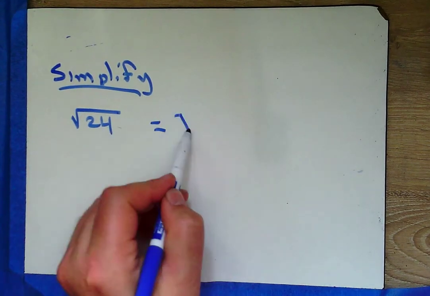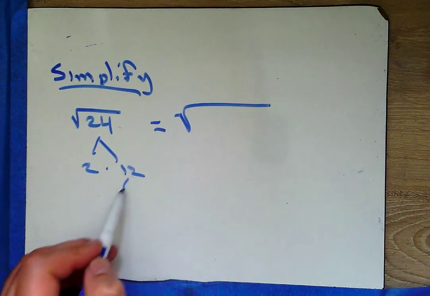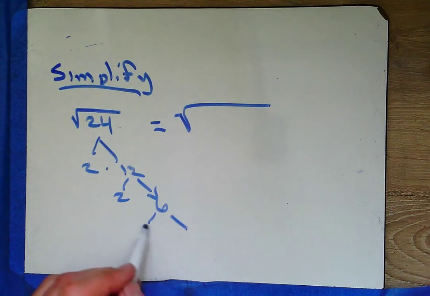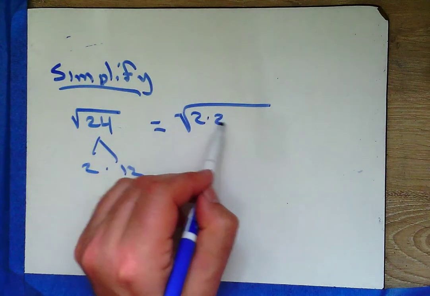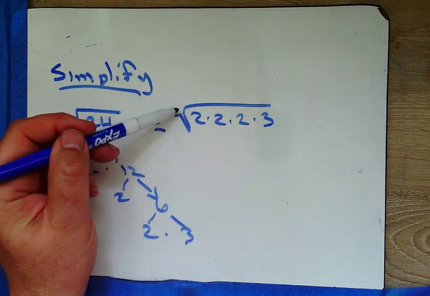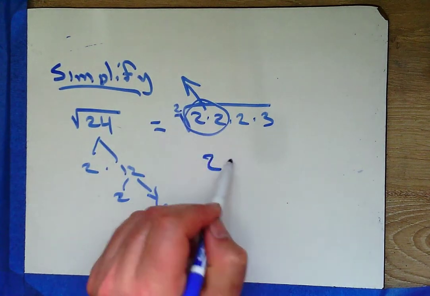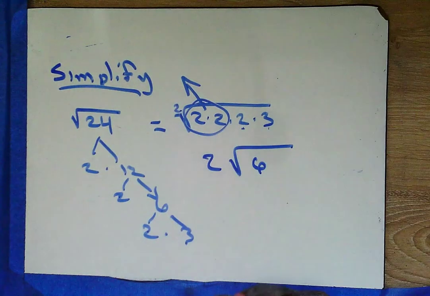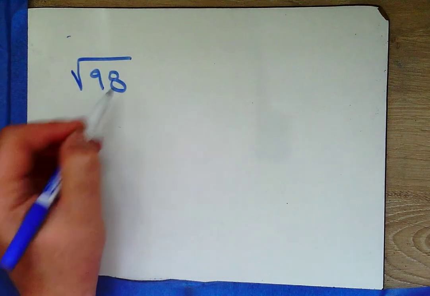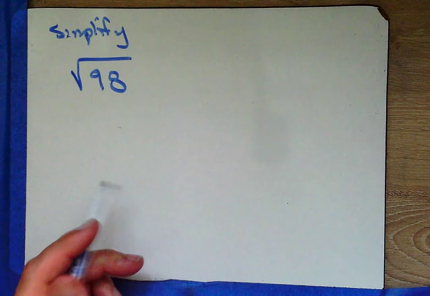So this is going to be, make a factor tree for that. 2 times 12, 2 times 6, 2 times 3. So 2 times 2 times 2 times 3. And with a square root, the index here is 2. So it takes 2 of a kind to get 1 out. 2 square root, and these are left over, 6. Okay? So will you simplify this one? Please simplify that.